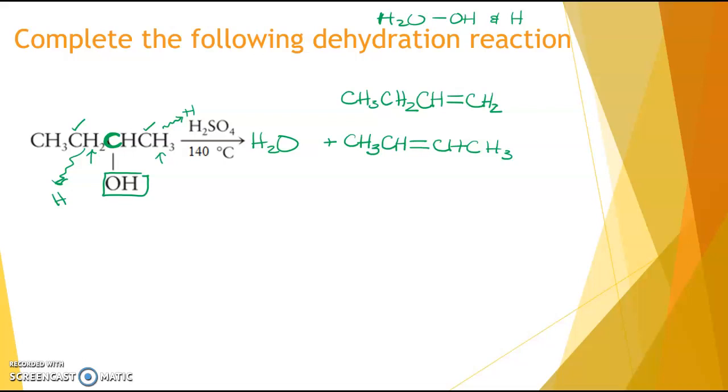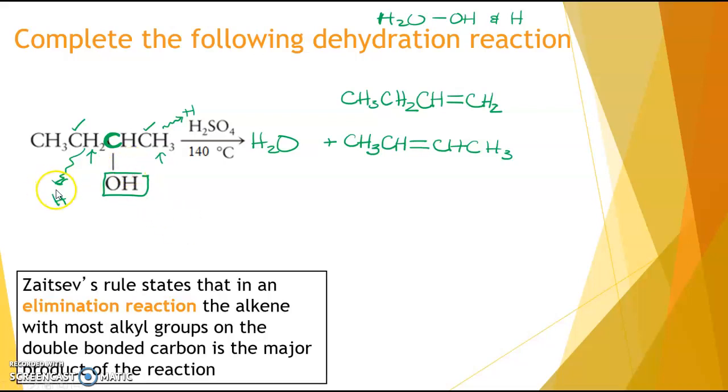Now, we can't use Markovnikov's rule because Markovnikov's rule is about the addition of a hydrogen. Sorry, I had to think about it. This is about the removal, but another chemist noticed a pattern, so the rule is named after him. Zaitsev's rule states that in an elimination reaction, the alkene with the most alkyl groups on the double bonded carbons is the major product of the reaction.